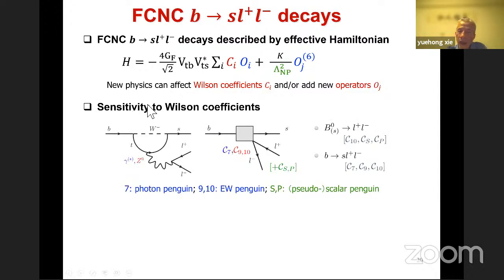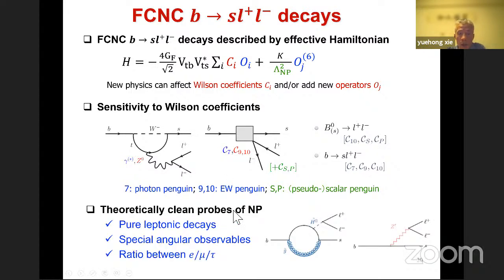So all I want to say is that this kind of b to s l l decay is sensitive to the C7, C9, C10, and the CS and CP Wilson coefficients, which correspond to penguin diagrams mediated by different bosons, including photon, Z, Higgs, and so on.